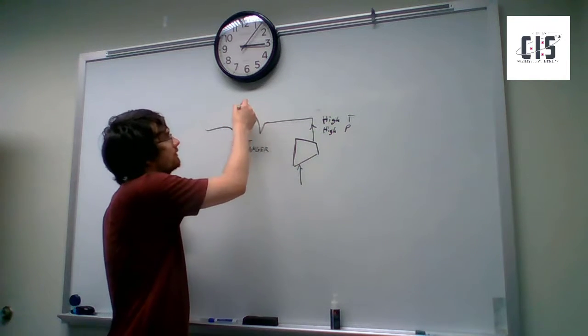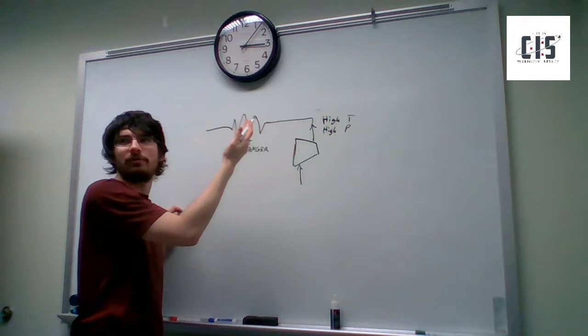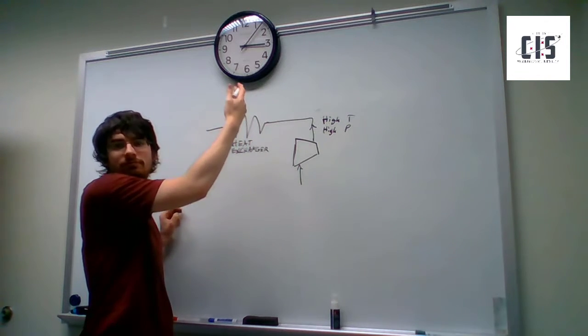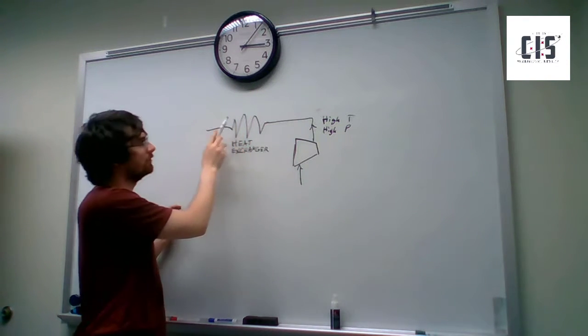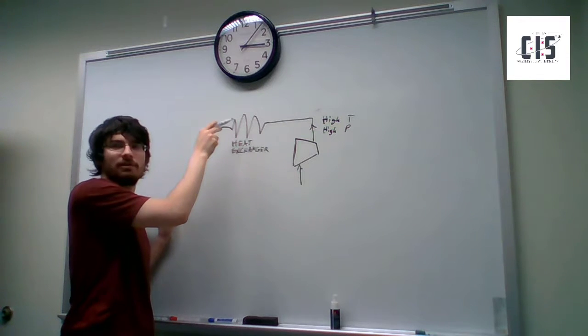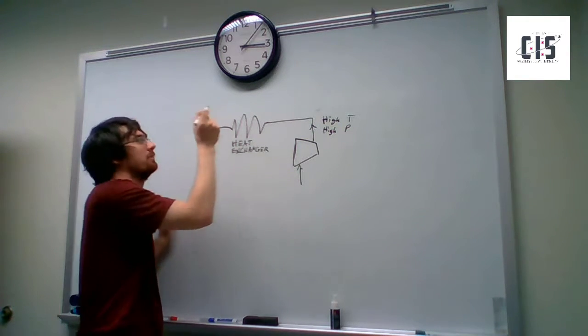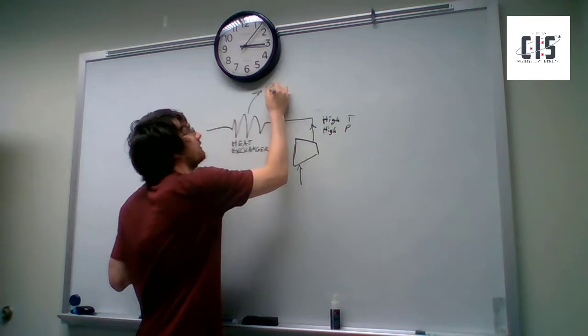So which direction does heat flow? Hot to cold, correct? Yeah. So is it flowing from the refrigerator into the room or from the room into the refrigerator? From the refrigerator into the room. Yep. Heat leaves the system.